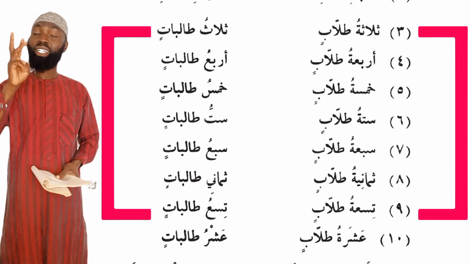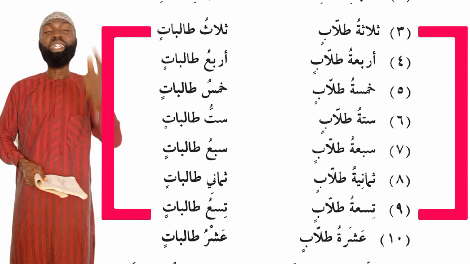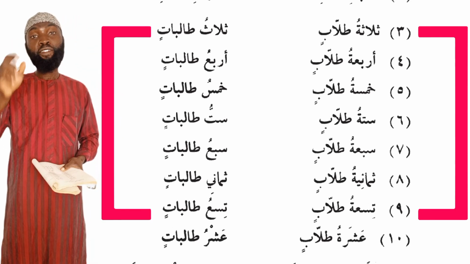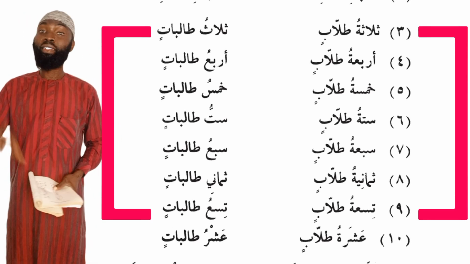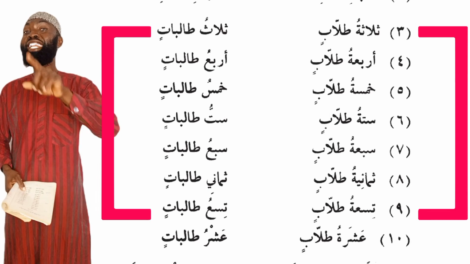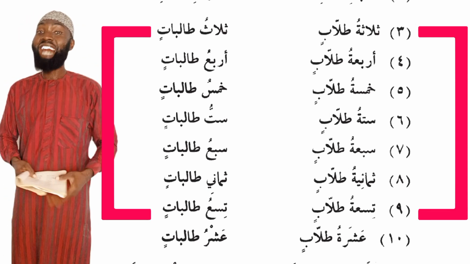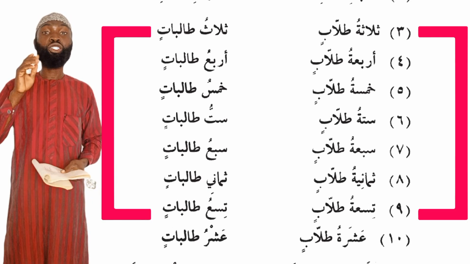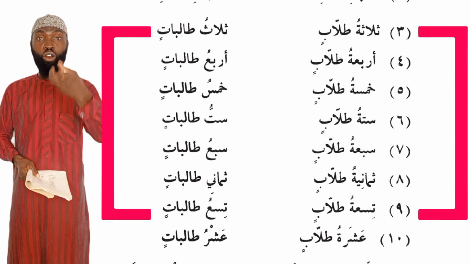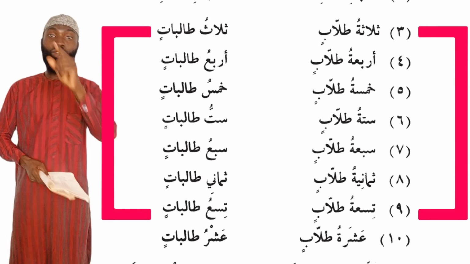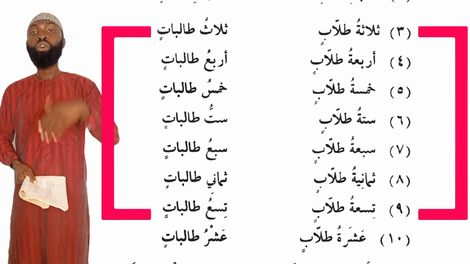Example, when I have 3 students, I will simply say thalathatu tulabin. Thalathatu is coming in the feminine form, and tulab is the plural form of the word talibun. But if we have 3 female students, it will be thalathu talibatin, 3 female students. Another rule to learn for numbers 3 to 9 is that what is being counted will be coming as the mudafun ilayhi carrying kasra. That's why we have thalathatu tulabin and thalathu talibatin.